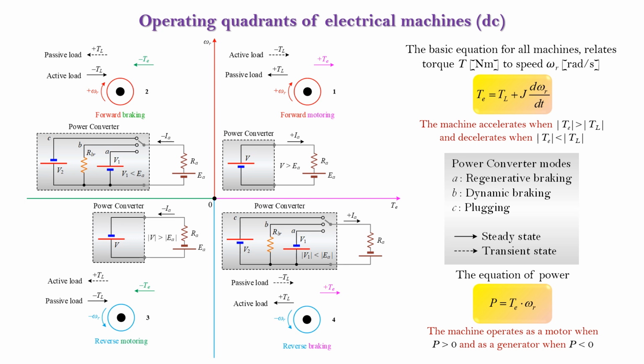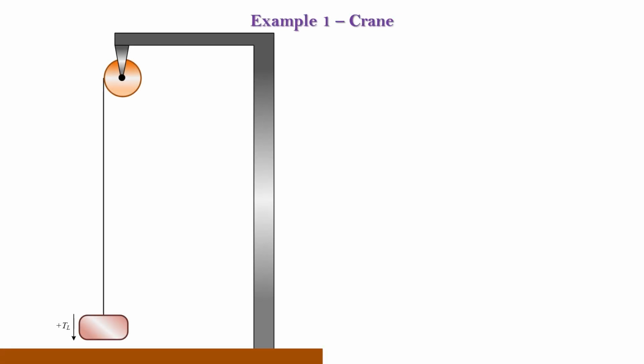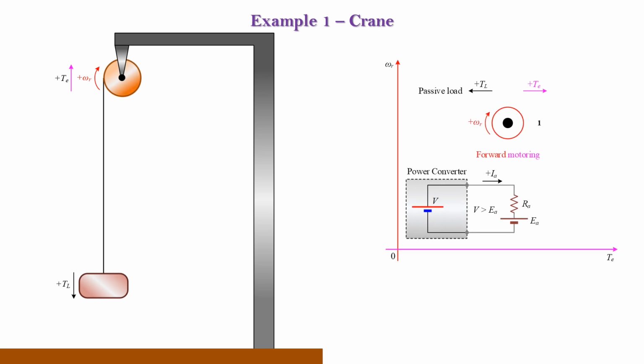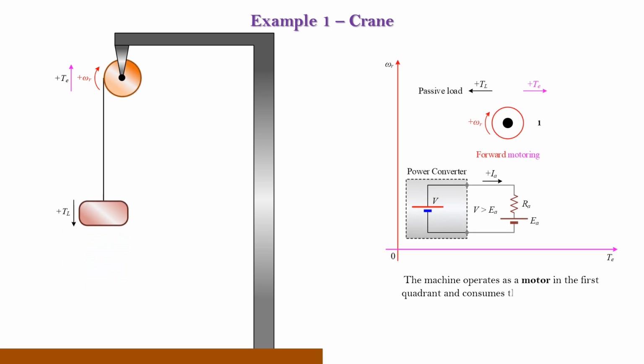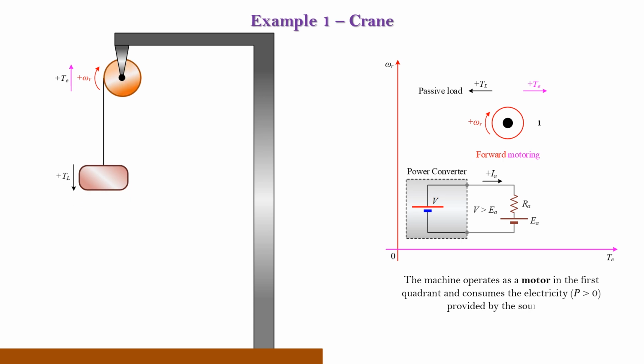The operating quadrants of the electric machines acquire physical significance in the crane shown. To lift the load, the crane machine rotates clockwise, developing a positive torque, opposite to the torque of the passive load. Therefore, the machine operates as a motor, in the first quadrant.